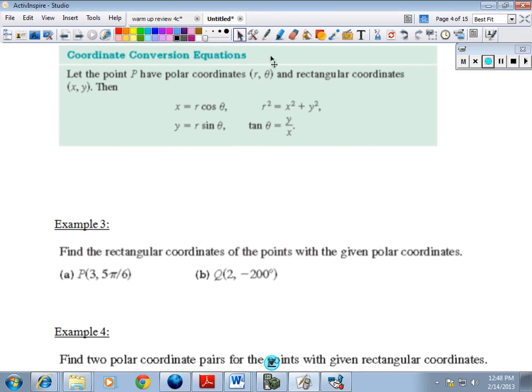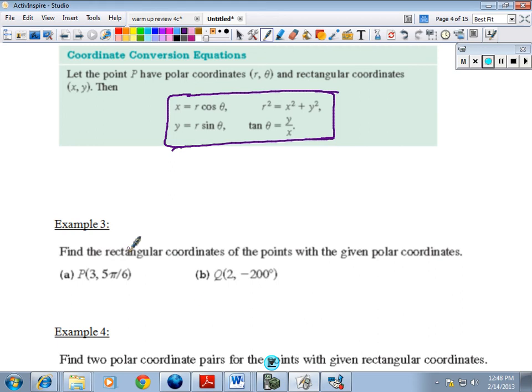It says, let the point P have polar coordinates r, theta and rectangular coordinates x, y. These are important. You need to commit these to memory. This is how you go back and forth from rectangular to polar and from polar to rectangular. x equals r cosine of theta, y equals r sine of theta. That should be familiar because that's just like parametric. r squared equals x squared plus y squared, and tan of theta equals y over x. So we're going to use these to go back and forth.